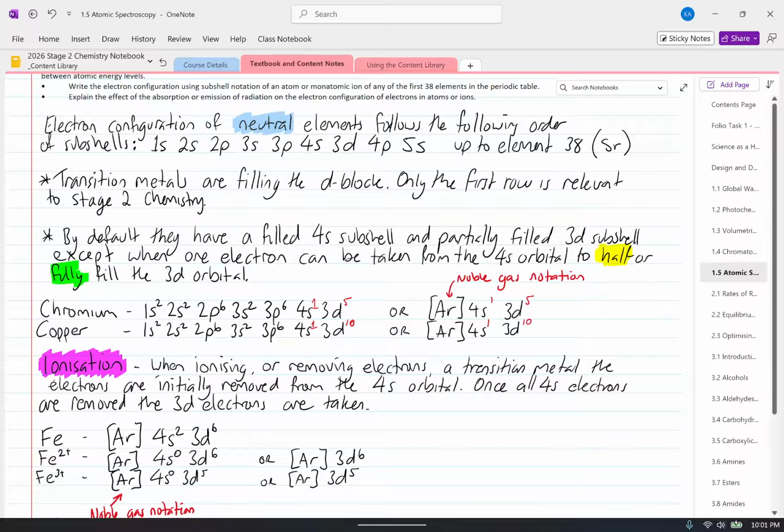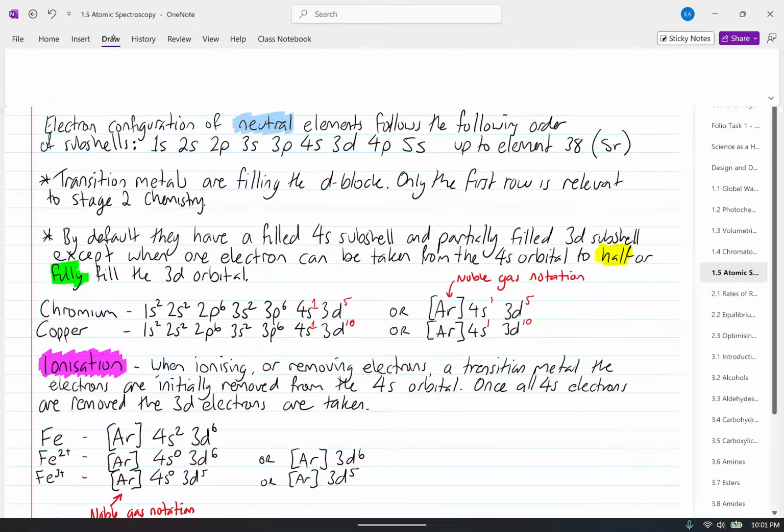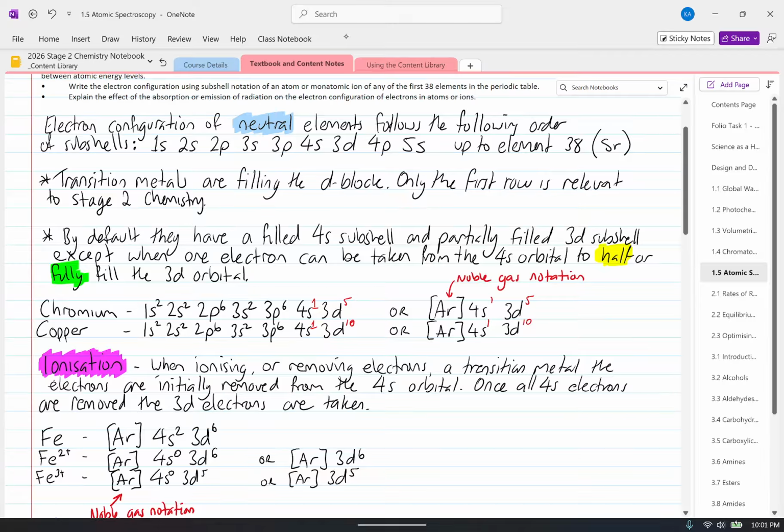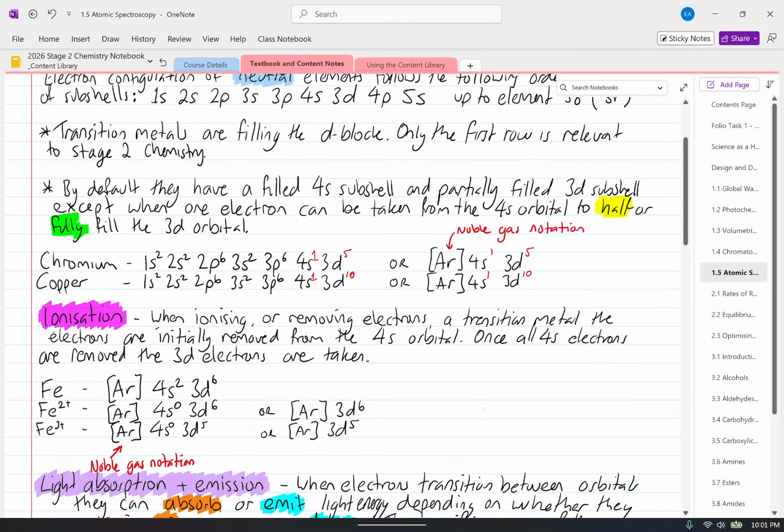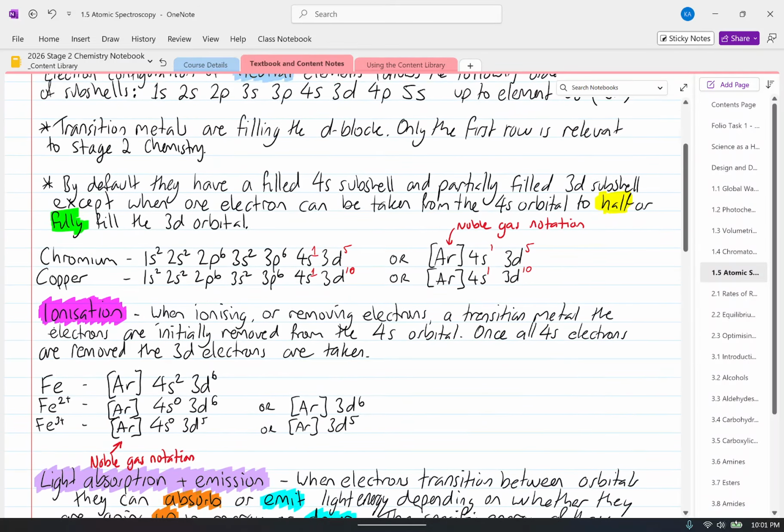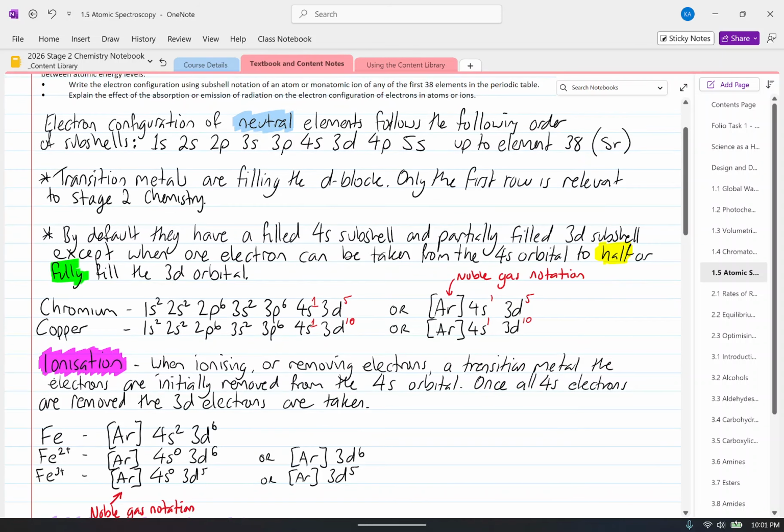Now, before I continue, making it very, very clear, those are the neutral elements. So they are not chromium and copper ions, they are neutral chromium and copper. Now, every other one you should be comfortable with because they just fill these orbitals one by one.